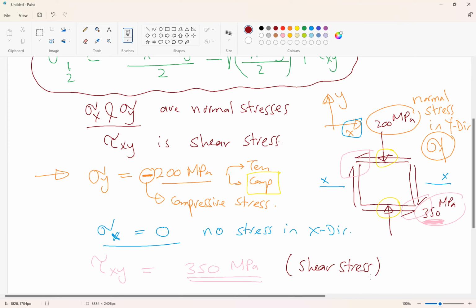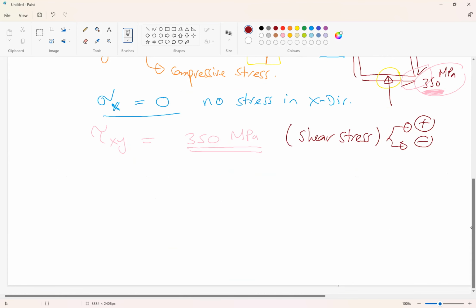For the shear stress, it doesn't matter positive or negative for us. So the sign is not important for us in the shear stress. So take it positive, it will not affect our answer.